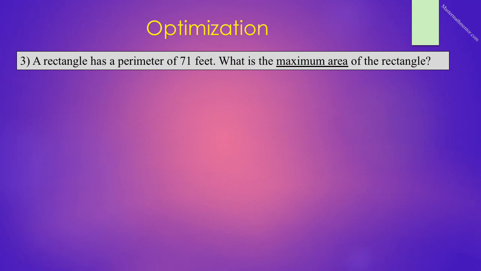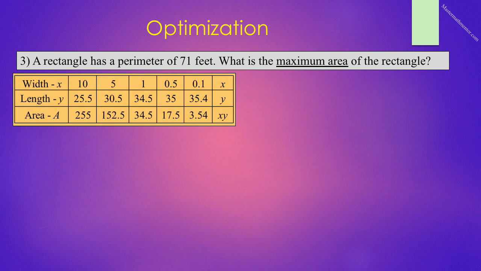Number 3 states that a rectangle has a perimeter of 71 feet. What is the maximum area of the rectangle? We call the width x, the length y, and the area A. Realizing that if the perimeter is 71 feet, then half of the perimeter is 35.5 feet, and that must be the sum of the width and the length.